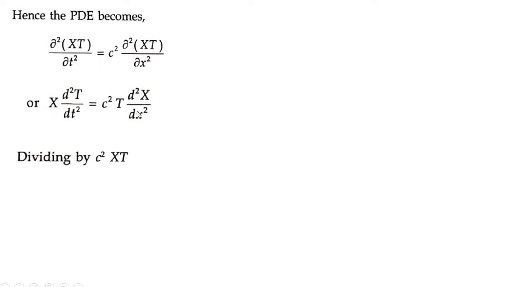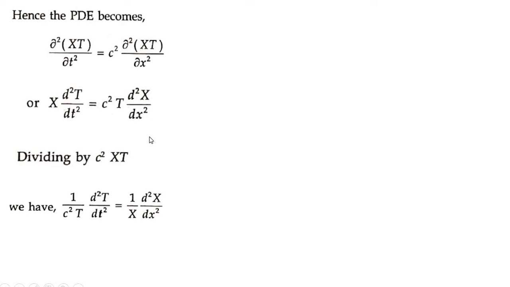Before equating it to a common constant k, I don't want this X and c² T here. So what I am supposed to do is divide both sides by c² X T. When you divide this by c² X T, what gets cancelled? X and X will get cancelled. What remains in the denominator? c² into T will remain. So you get 1 by c² T into d²T/dt². Similarly, divide the second term also by c² X into T.